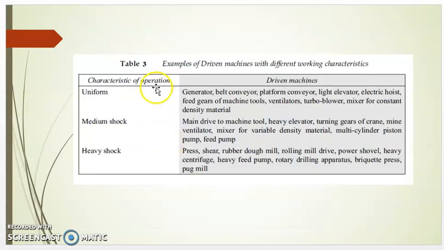Similarly, table 3 shows examples of driven machines with different working characteristics. In first column, characteristic of operation, that is uniform, medium shock, heavy shock. In second column, driven machines are there. Uniform means generator, belt conveyor, platform conveyor, etc. Medium shock means main drive to machine tool, heavy elevator, turning gears of crane, mine ventilator, etc. In case of heavy shock, press, shear, rubber mill, rolling mill drive, power shovel, heavy centrifuge, etc.